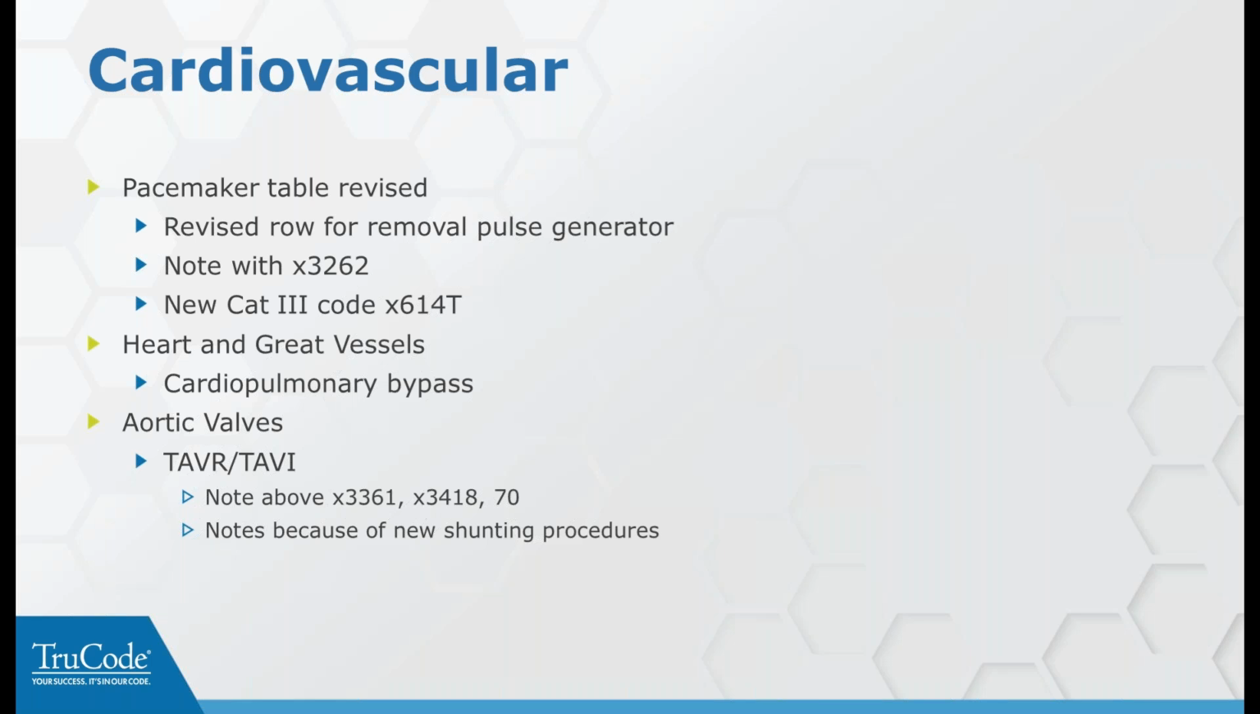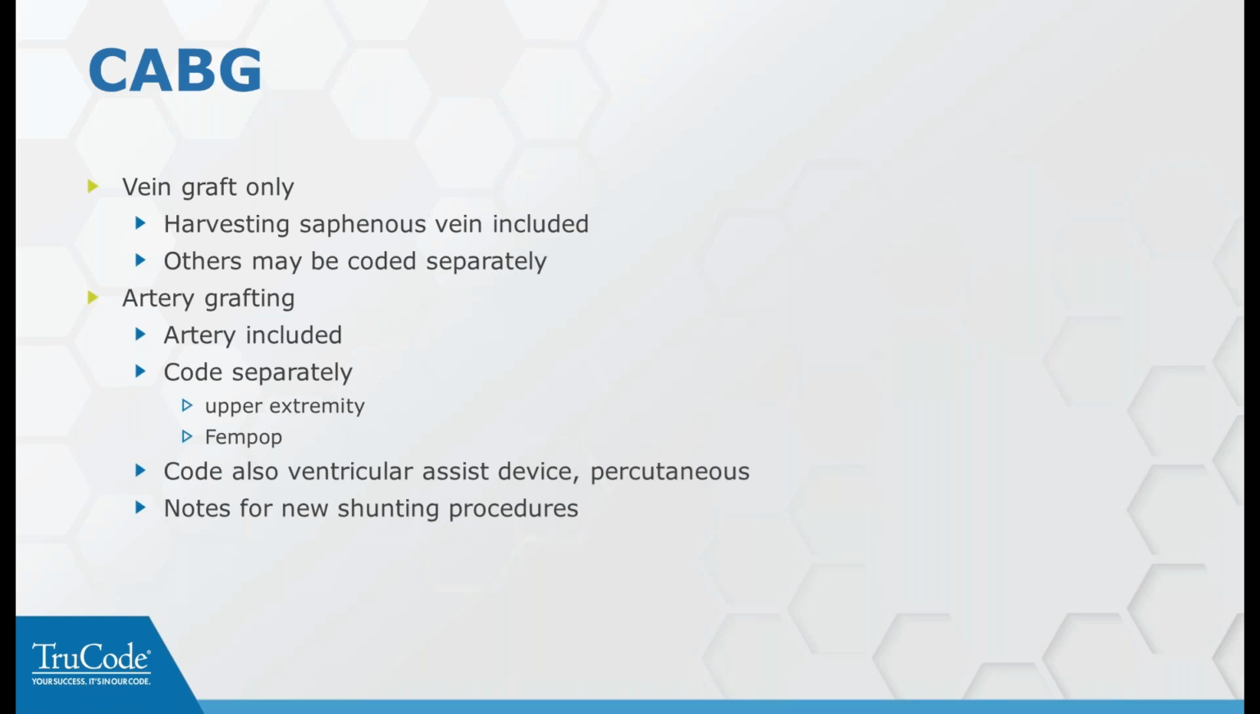And then there's also a note on page 253, with the aortic valves and the procedures, which are the transcatheter aortic valve replacement or transcatheter aortic valve implantation. Lots of good notes there, but it does tell you that if transcatheter ventricular support is required, then you should go ahead and use the ventricular assist devices. We saw some changes there as well, and that's why this note is changed, because we have some new shunting procedures that can be done at the same time. So there are several notes in this area that lead you to these new codes.